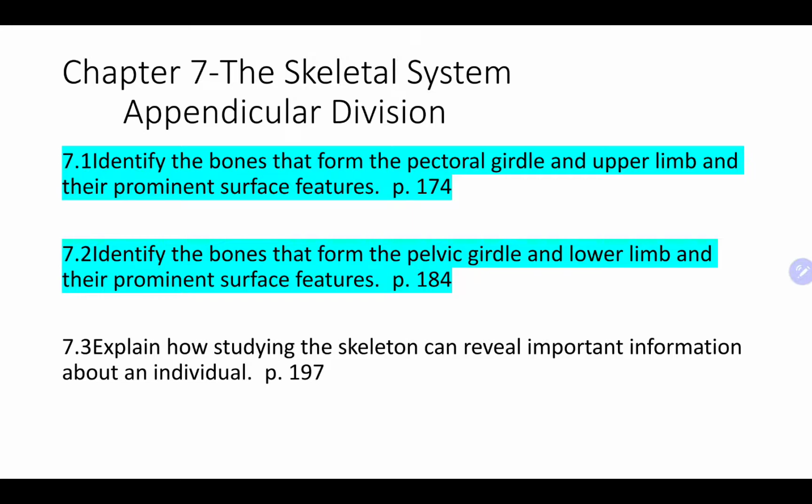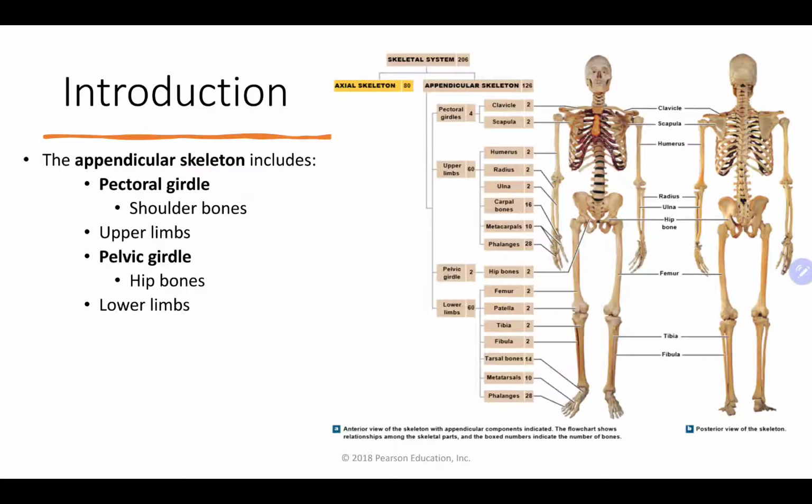Then we look at the appendicular division of the skeletal system. That consists, again, of the pectoral girdle, the pelvic girdle, the upper limbs, and the lower limbs. So remember, the appendicular skeleton is the girdles and the limbs.